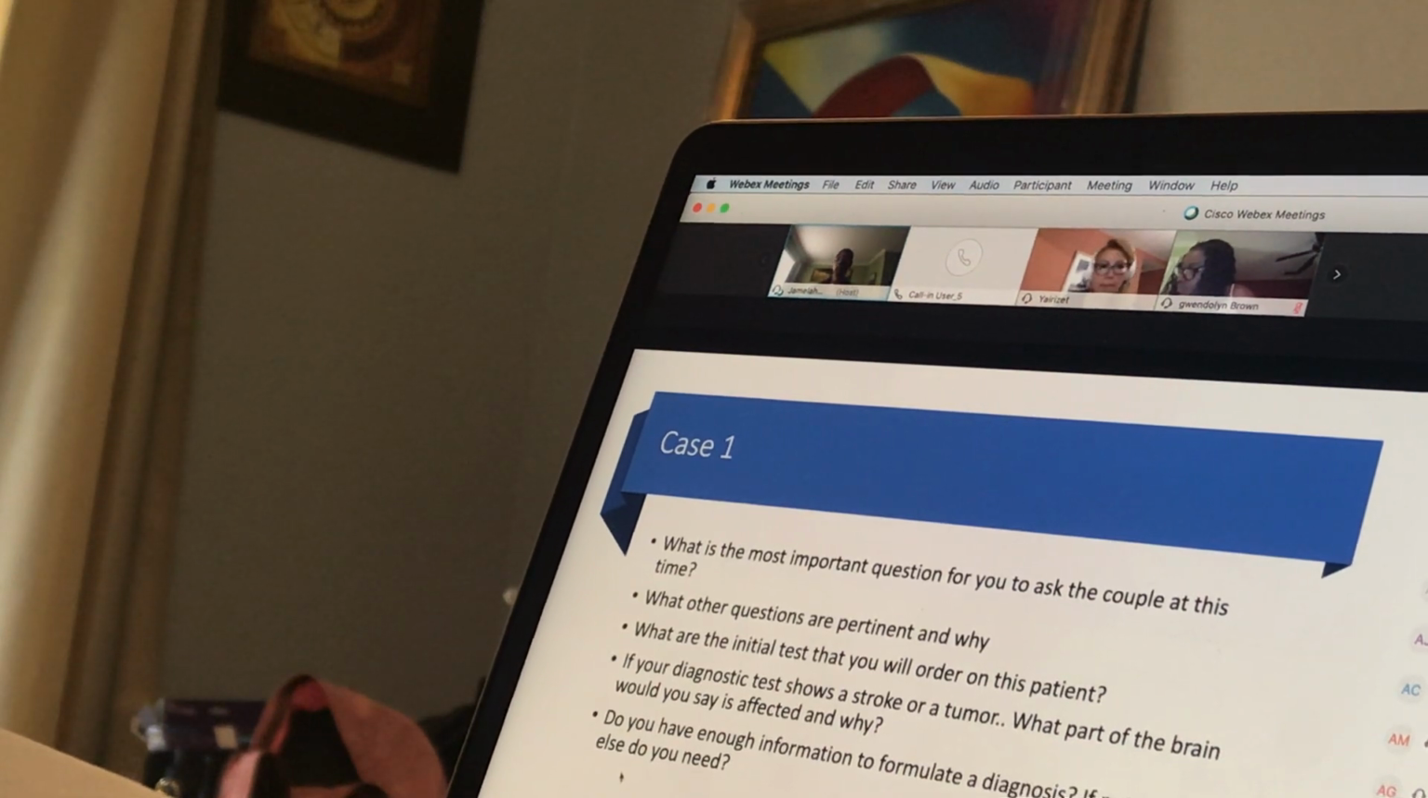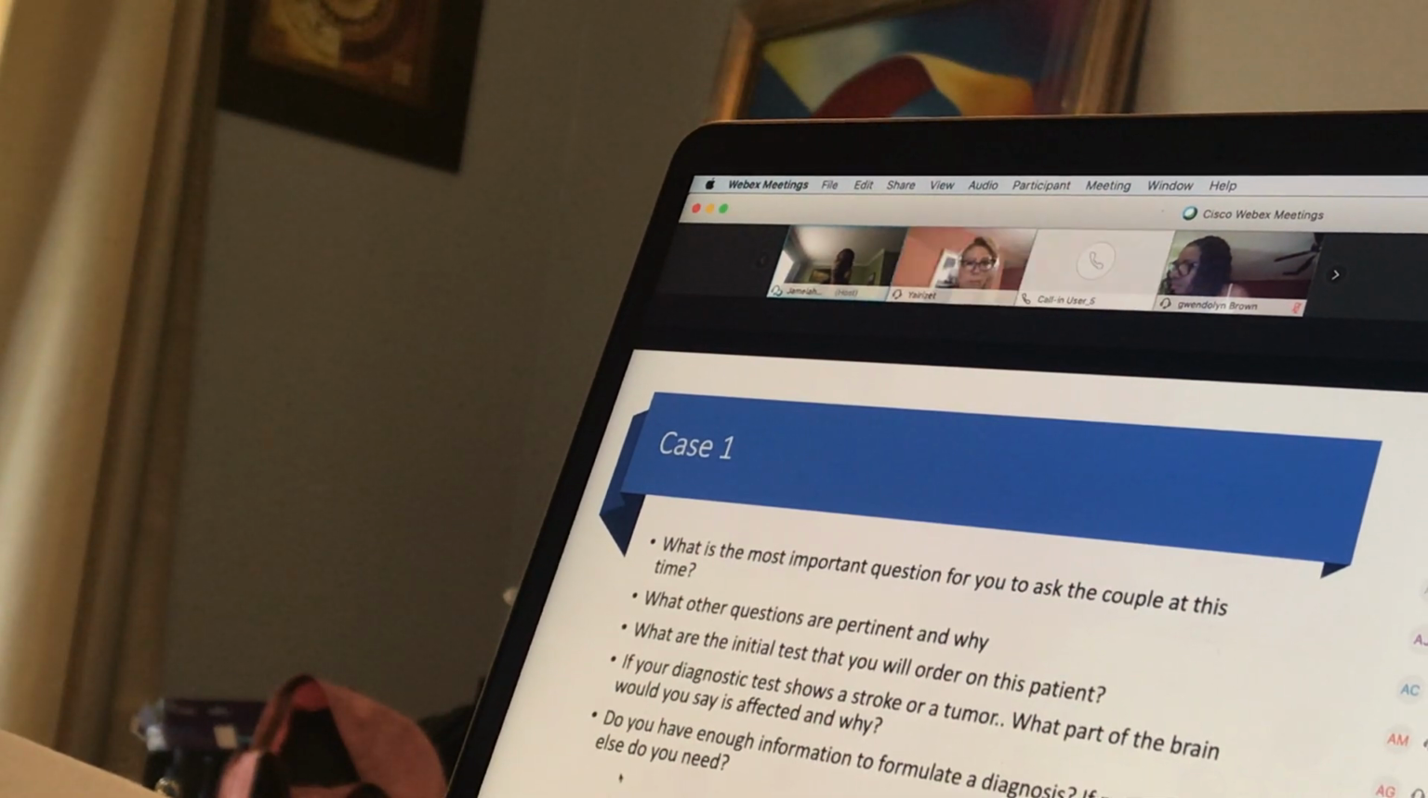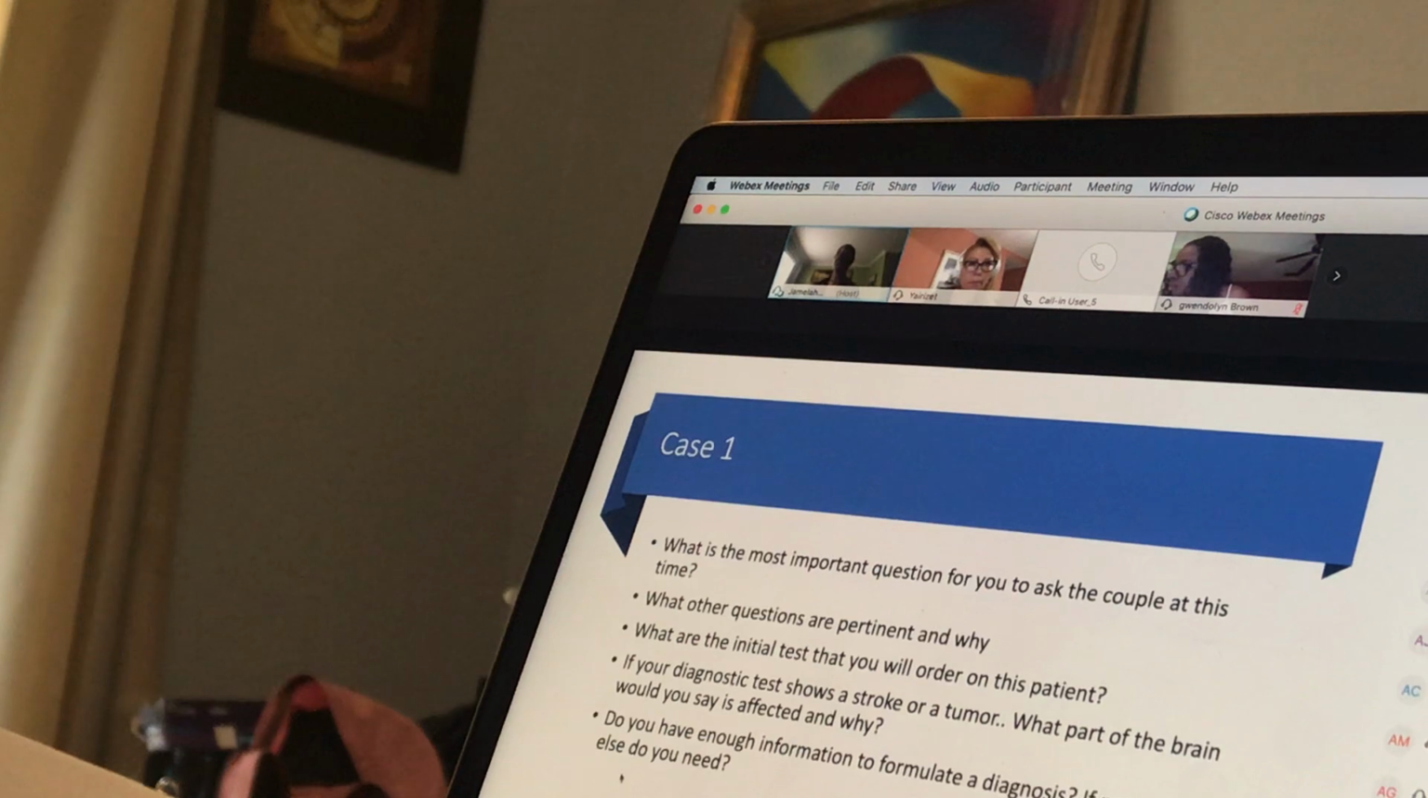If your diagnostic test shows stroke or tumor, what part of the brain would you say is affected and why? We just went through talking about where Broca's area is. We said that this is expressive speech and Broca's area is located in the frontal lobe. And for most people, if she's right-handed, it's left. If she's left-handed, then it's hard to tell. We'd have to look at other symptoms.